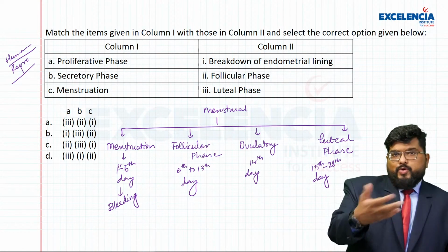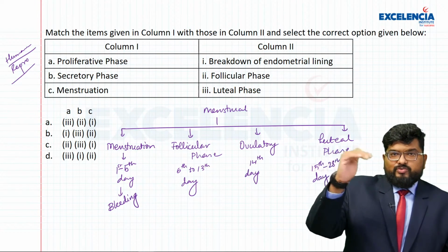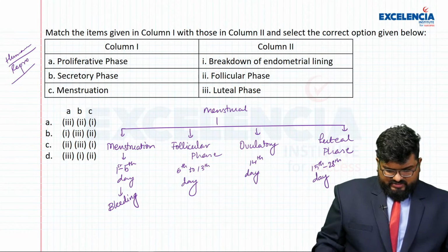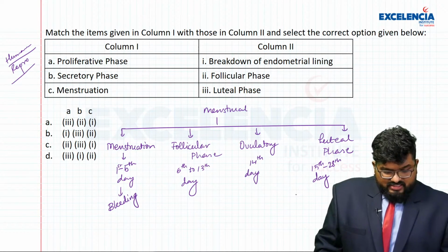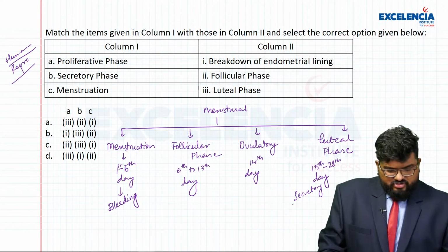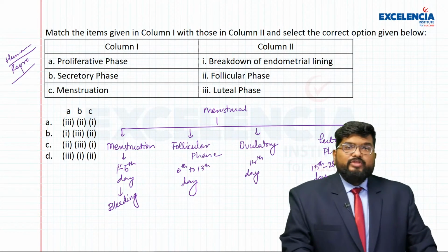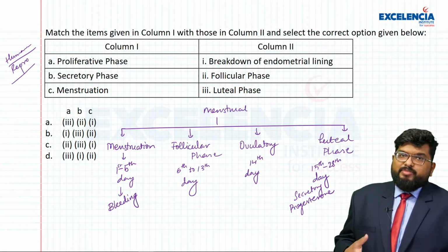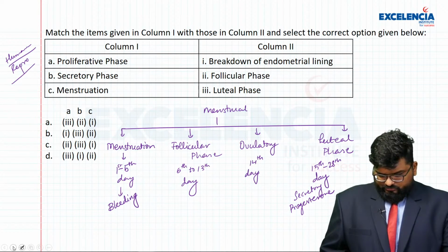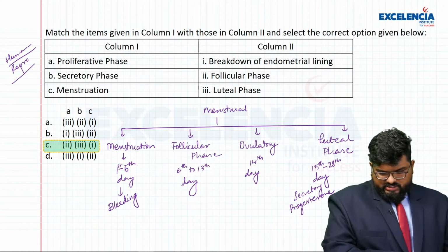Ovulatory is where ovulation is taking place, where the Graafian follicle is rupturing and the secondary oocyte, the ovum, is being released into the fallopian tubes. Luteal phase is the secretory phase. Why? Because it is responsible for secretion of progesterone, which is maintaining the lining of the endometrium in anticipation of pregnancy, and it's the pregnancy hormone. Got it? Yeah. So A2, B3, C1.